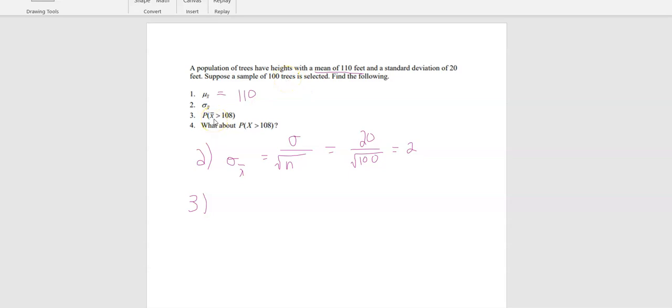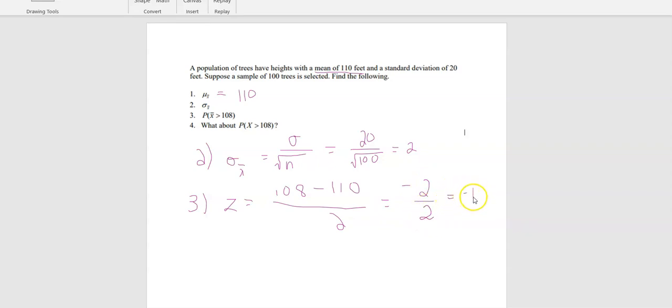Let's find this probability. So we're going to use our newer z-score because we're going to have to use this standard deviation since we have a sample with X bar. All right, so 108 minus our mean of 110 over the new standard deviation of 2. And this is negative 2 over 2, or negative 1.